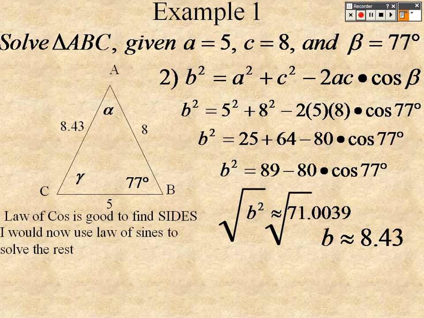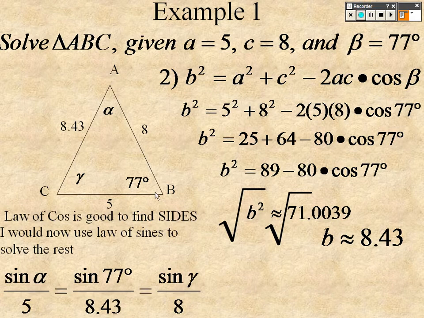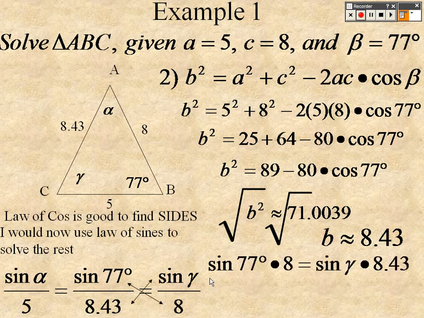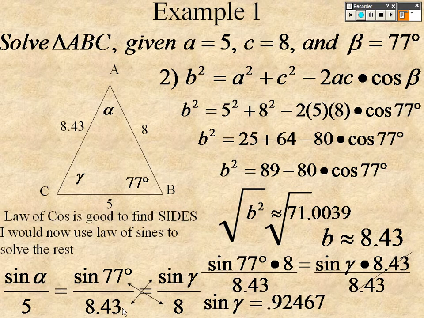So because we don't know gamma or alpha, basically it's sine of alpha over 5 equals sine of 77 over 8.43, which equals sine of gamma over 8. And because we know both of those, now we can just cross multiply to find whatever's left. So I guess we're going to solve for gamma here first. Sine of 77 times 8 equals sine of gamma times 8.43. So I divide by 8.43 on both sides to get sine of gamma equals 0.92467.